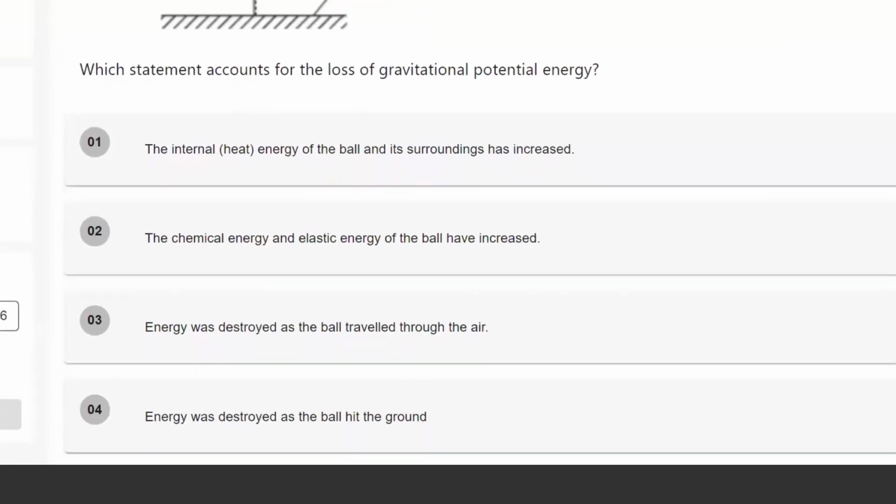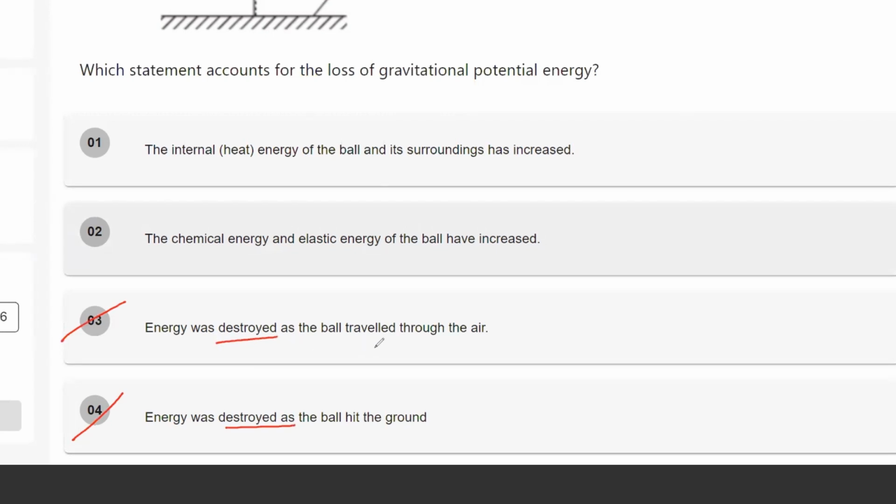Let's have a look at the statements. The ball doesn't bounce all the way back. Why? Because some of the gravitational potential energy is lost. First thought, is the gravitational potential energy lost because the energy was destroyed? Of course not, because the law of conservation of energy states that energy cannot be destroyed or created. So we can eliminate statements 3 and 4, which have the word destroyed, because energy cannot be destroyed.